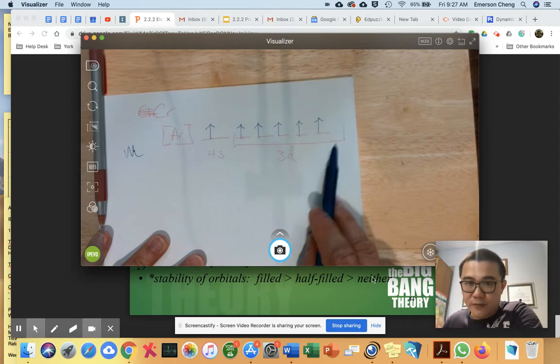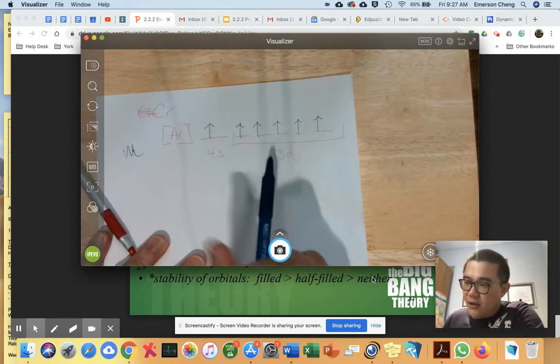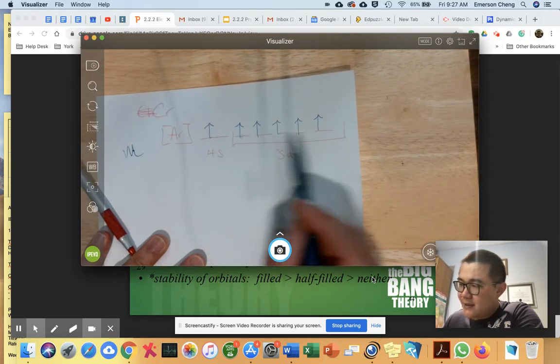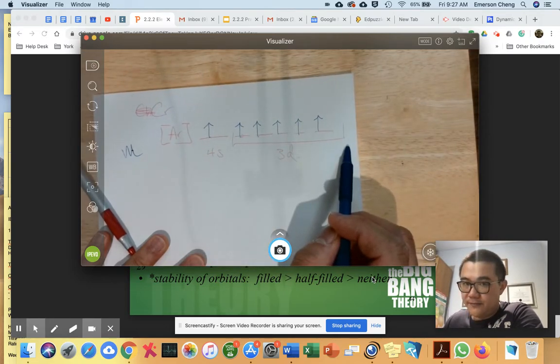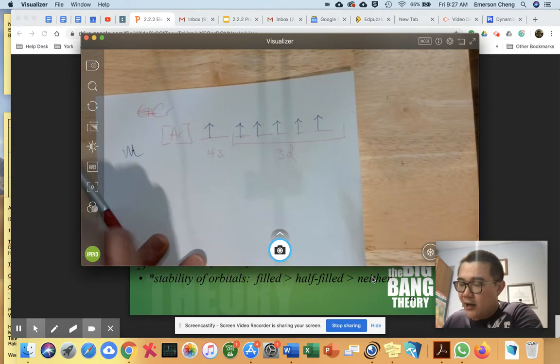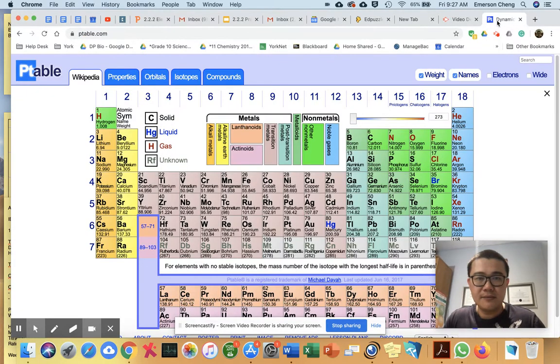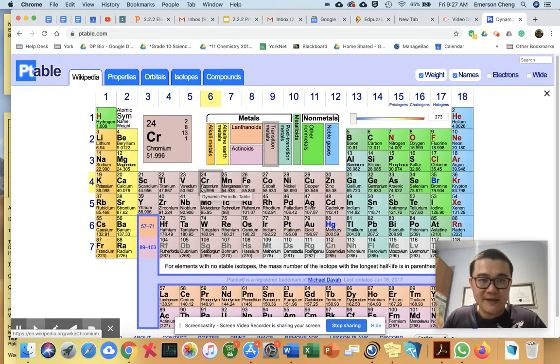So in this case, this configuration, which is actually what happens, you have all these 6 slots half filled. Okay, all these 6 slots are half filled. So chromium is the exception.